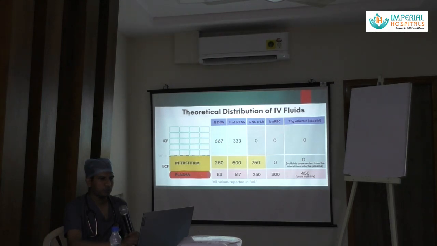So if you see dextrose 5% water, if you are giving 1 liter, more than 60% is going into the intracellular space, and only 8%, that is 80 ml, stays in the intravascular space.